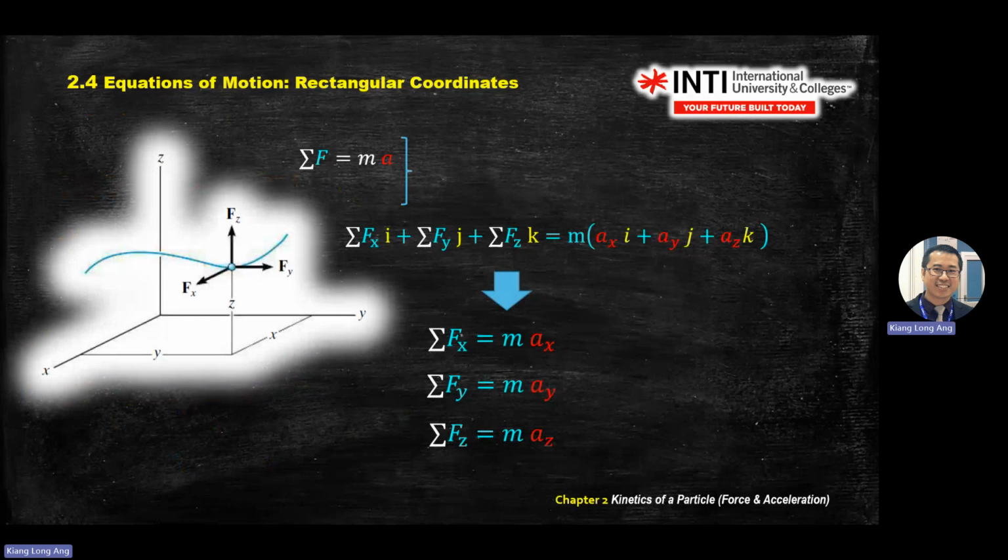Okay. In chapter 1, what is the difference from chapter 2? In chapter 1, you sum up all this, you square this one, square this one, square this one, square root. This one, you also square this one, square this one, square this one, square root. But in chapter 2, you reverse the steps. You break them into x, y, and z.